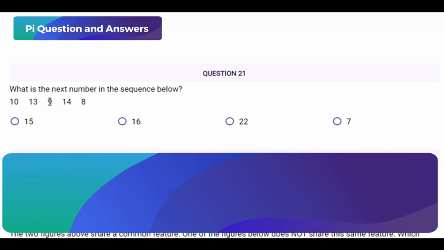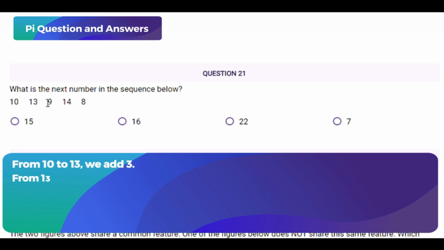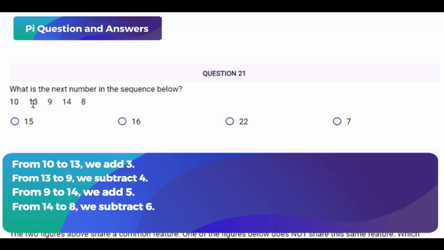Explanation of the correct answer. Let's look closely at the sequence. From 10 to 13, we add 3. From 13 to 9, we subtract 4. From 9 to 14, we add 5. From 14 to 8, we subtract 6. So the pattern is +3, -4, +5, -6.